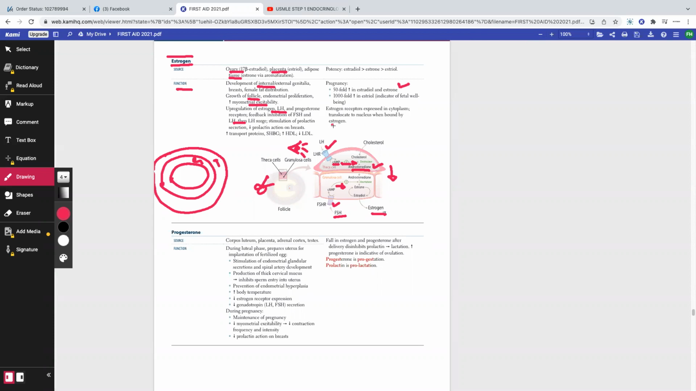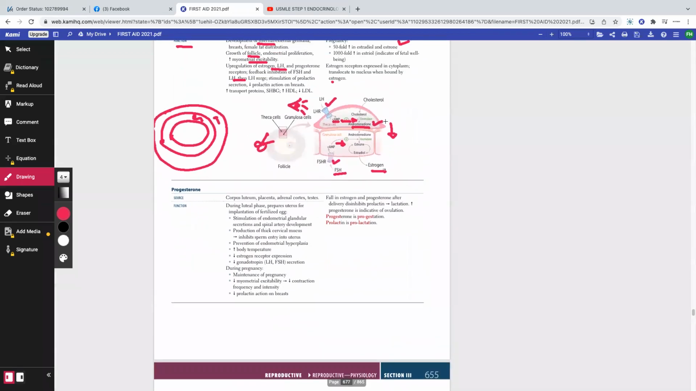This hormone receptor complex usually works, in the case of a steroid hormone, by going directly to the nucleus and inducing transcription and translation. Yes or no? The answer is yes. Okay, that's something like that.